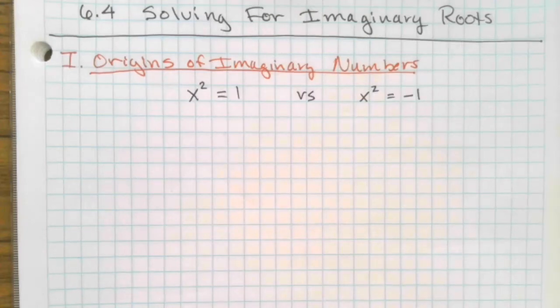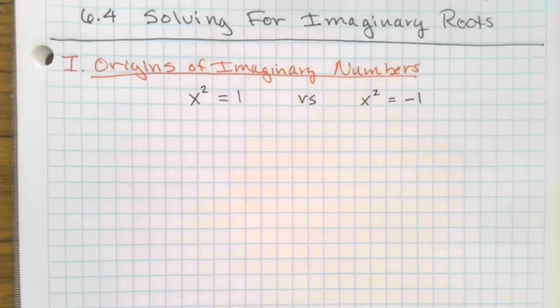Good afternoon. Today we're going to do a short section of notes for Chapter 6, Section 4, Solving for Imaginary Roots. Now we actually already went over how to solve for imaginary roots using completing the square. Today we're going to talk a bit about where the imaginary roots come from so that you understand their role in what we're learning. Then we'll do an example using the quadratic formula.